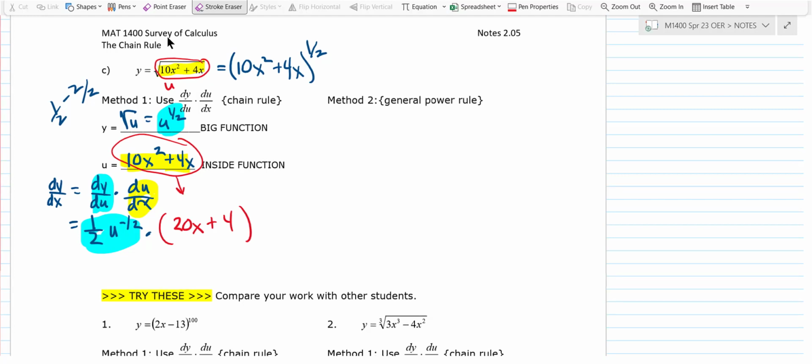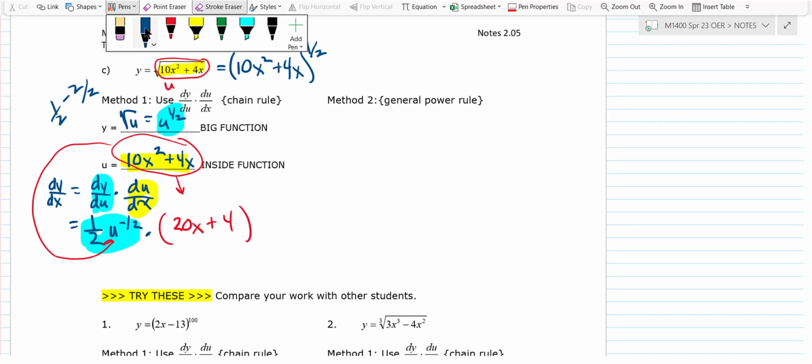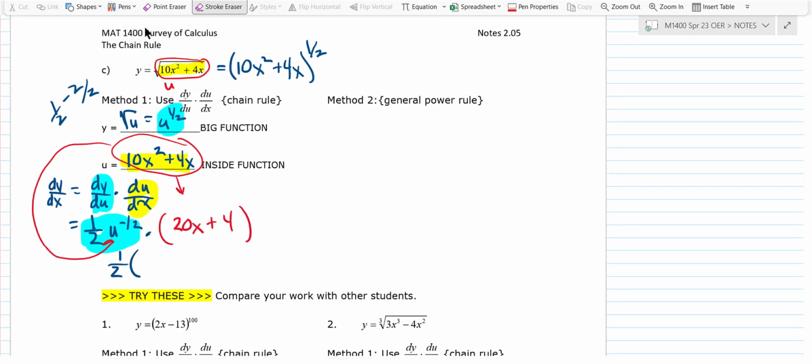All right, what else do I have to do? I've got to do one more thing. Plug the u back in. I do not want u in the answer, so you just plug it back in. So what we'll have here is 1/2 times (10x squared plus 4x) to the negative 1/2 times 20x plus 4, like that. Okay, and that's good enough.